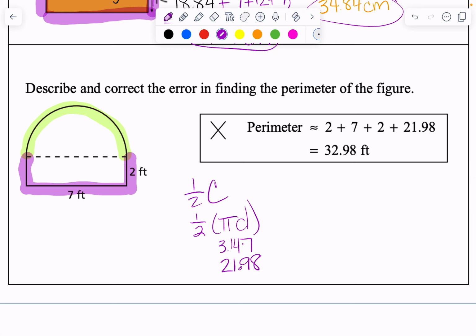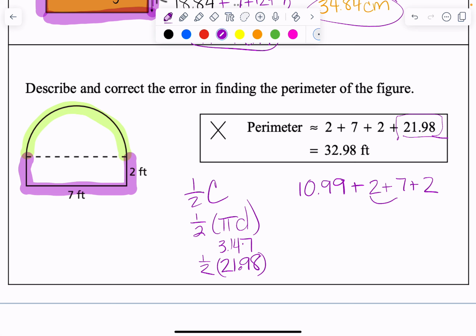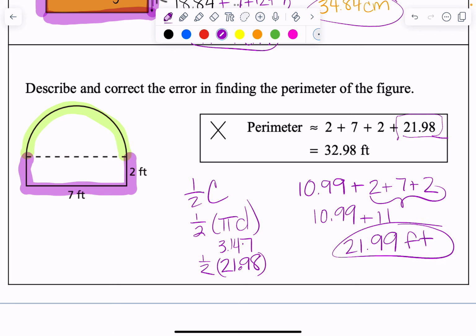But remember, this would be a full circumference. This is just half. So if I look at what their work was, they actually added on that full circumference. So I don't need that, I just need half of that. So I'm gonna divide that by 2 and get 10.99. And then I'll add on the 2, the 7, and the 2 again. So this is gonna be 11 plus 10.99. And so 21.99 feet should have been my answer there. All right.